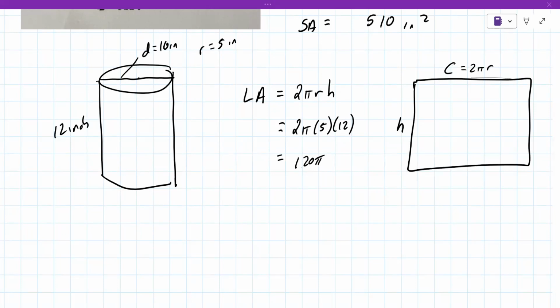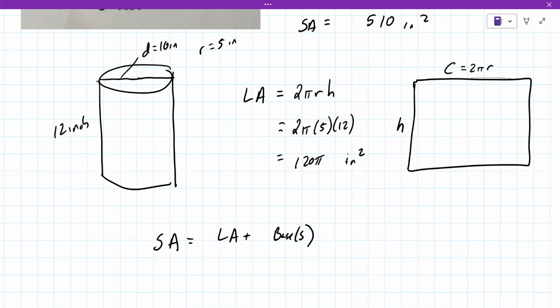Good. But what are the units there? What are the units of lateral area? Inches squared. Good. So that's the exact answer. And then if you wanted to go to a calculator, you could. That totally depends on what the teacher says, or if it says to round your answers, things like that. Now the surface area is the lateral area plus the bases.